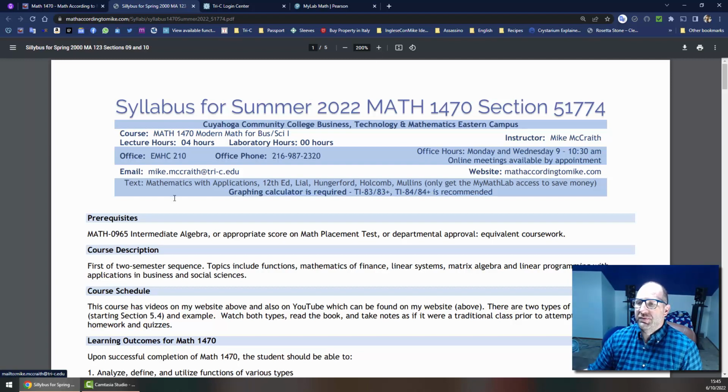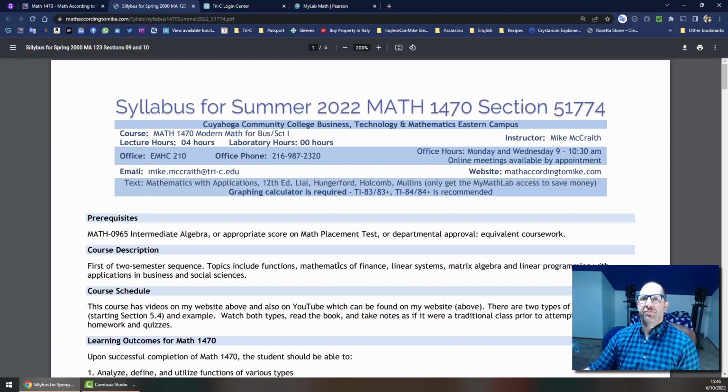Email address is the best way to get a hold of me, because if I'm not in the office, then I don't respond to voicemails. So email is the way to go. I will be checking email at least a couple times a day, except on Sundays I don't check it, and usually Saturday afternoon I don't check it. So if you email me Saturday at 3 p.m., don't expect a response until Monday. So just FYI. Website, again, that's one of three, the Math According to Mike.